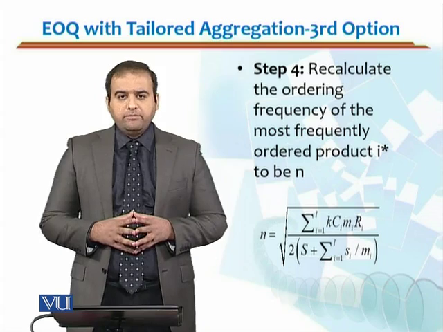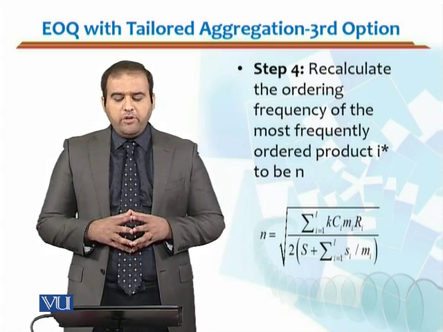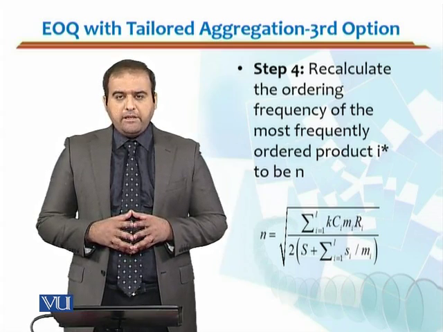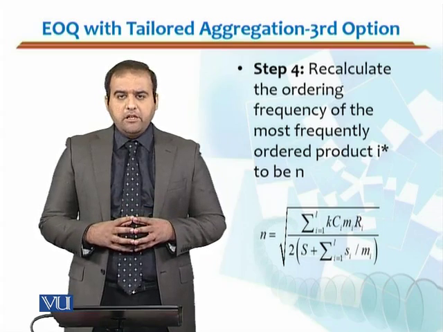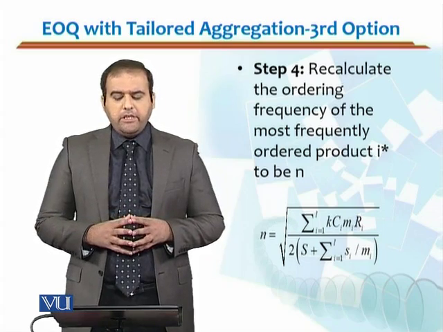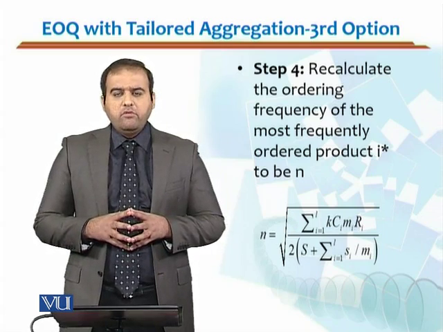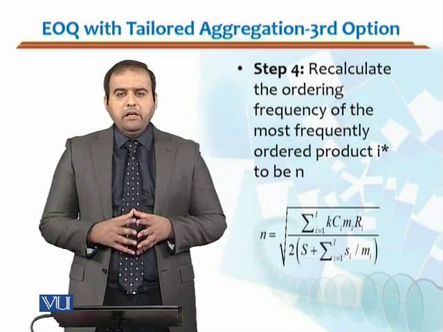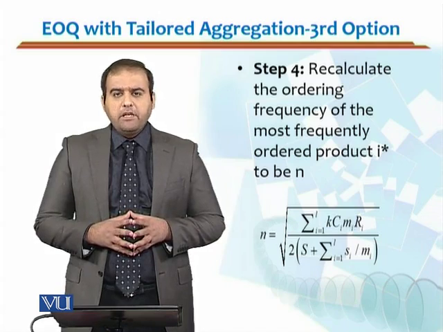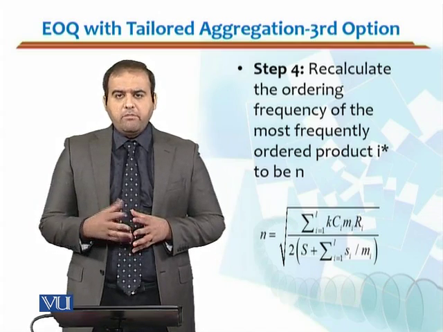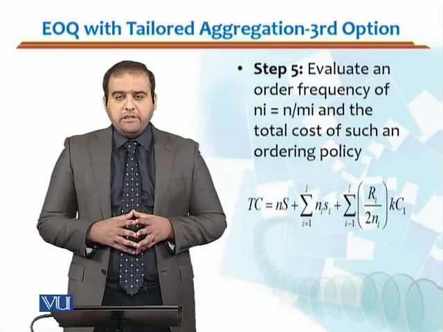Then step 4 would be to recalculate the ordering frequency of the most frequently ordered product to be N. आपने recalculate किया है, जिसकी फ्रीक्वेंसी मेरे पास सबसे ज्यादा थी उसको थोड़ा सा एक्यूरेट किया है इसके अंदर. In some textbooks, step 4 would not be part of this algorithm. They prefer to stop at step 3, but we will be going through this step as it is recommended in most of the textbooks.